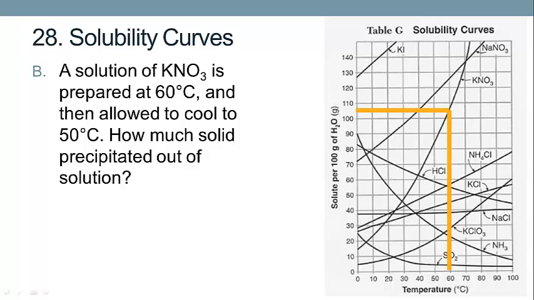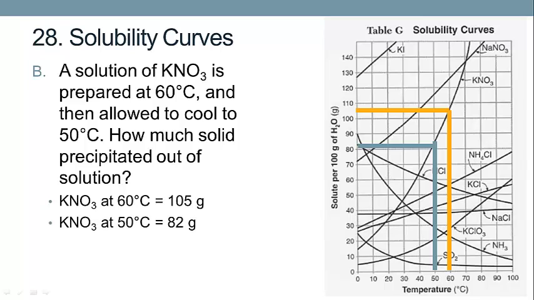So at 60 degrees, I see that I can hold 105 grams. And at 50 degrees, I can see that I can only hold about 82 grams. So the difference is going to be how much precipitates out. So I can hold more at 60 than I can at 50. So the solution can't hold all of those 105, it can only hold 82. So it's got to precipitate out 23 grams.